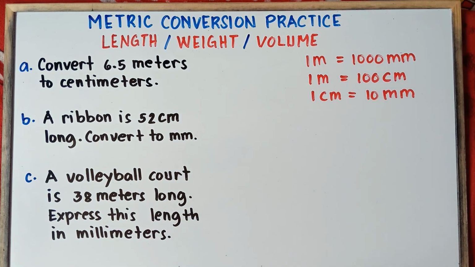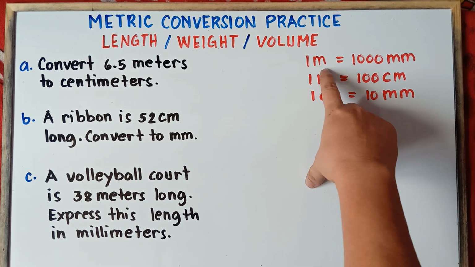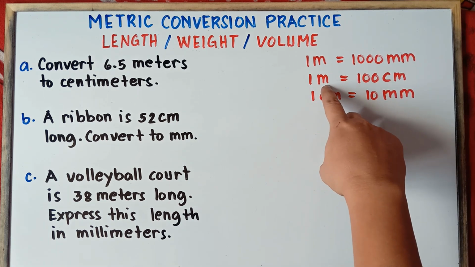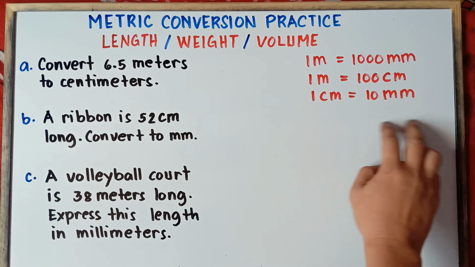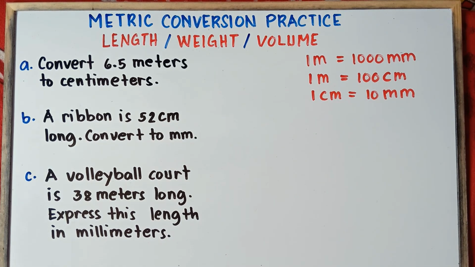Alright, so let's start with the unit length. Once again class, our conversion: 1 meter is equal to 1,000 millimeters, 1 meter is equivalent to 100 centimeters, and 1 centimeter is equivalent to 10 millimeters. So letter A, convert 6.5 meters to centimeters.